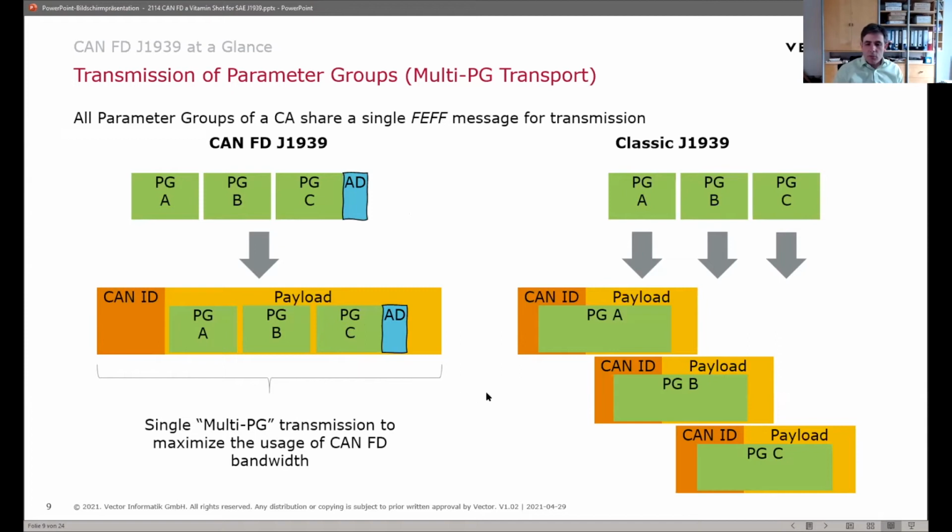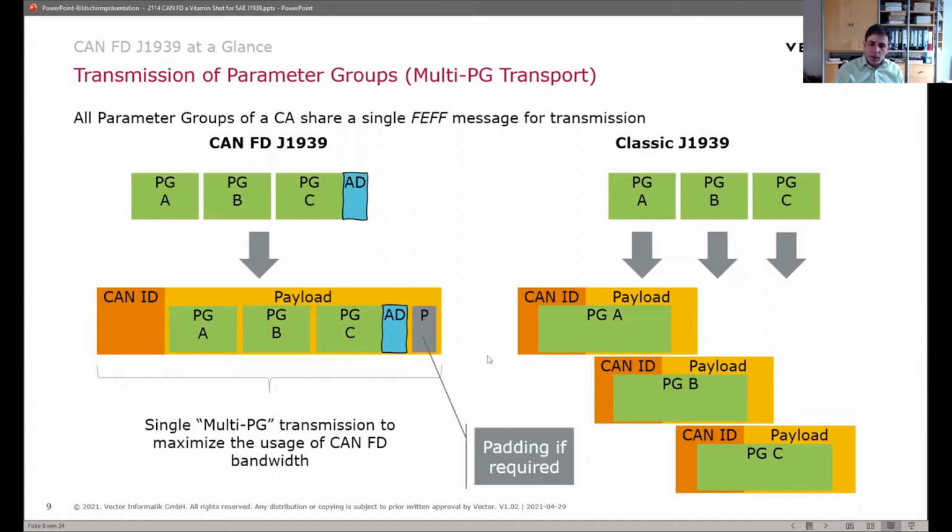This goes really straightforward. And if you are familiar a little bit with CAN FD, then you may know that the payload here is not scalable on a byte basis. So the payload has always a certain amount of data, which may not necessarily always be filled up with the parameter group here. And therefore, if there is some space left, it's kind of a pity.